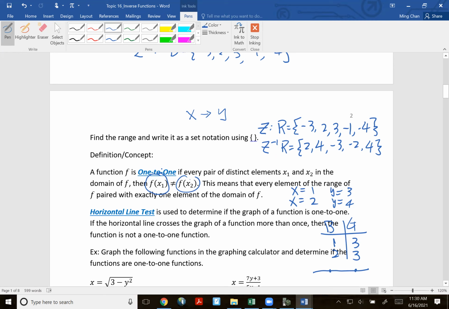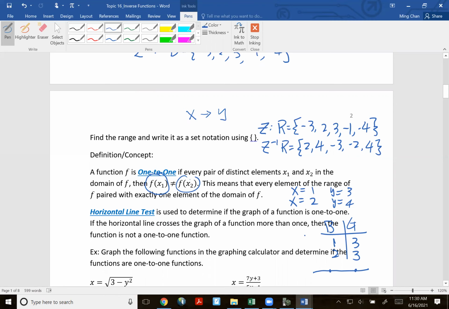To be a one-to-one function, every distinct x's y value coming out of the function has got to be different. If they are the same, then you're not a one-to-one function. So that's why this thing called the horizontal line test is being used. The horizontal line test is used to determine if the graph of a function is one-to-one. If the horizontal line crosses the graph more than one time, then that function is not a one-to-one function.